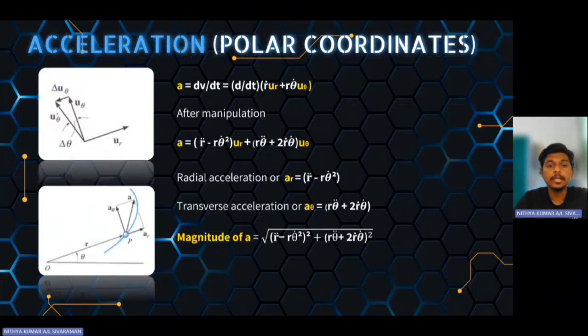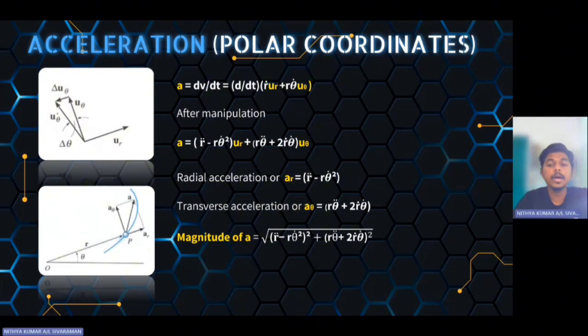Acceleration in polar coordinates. The radial acceleration a_r equals r double dot minus r theta dot squared. Transverse acceleration a_theta equals r theta double dot plus 2 r dot theta dot. The magnitude of a is the square root in bracket r double dot minus r theta dot squared plus in bracket r.